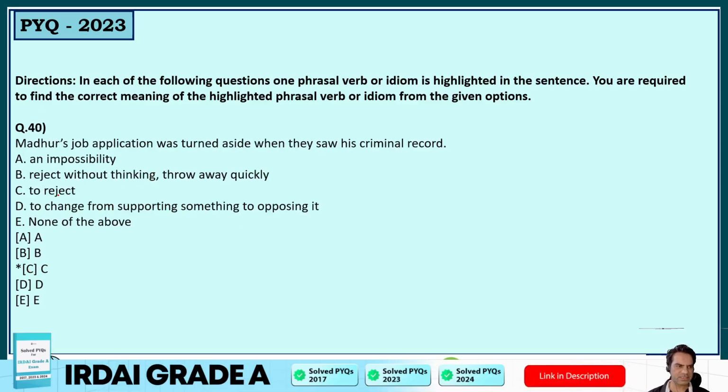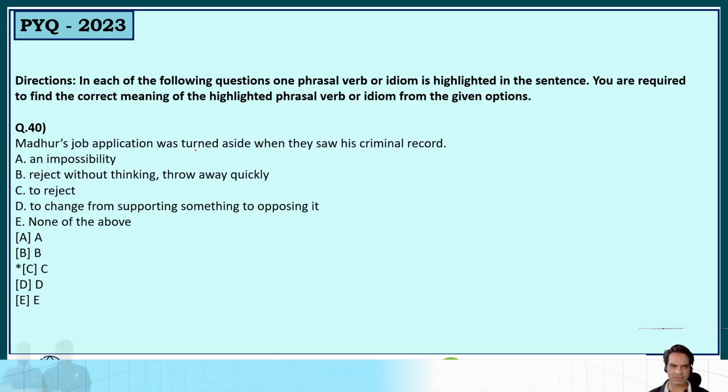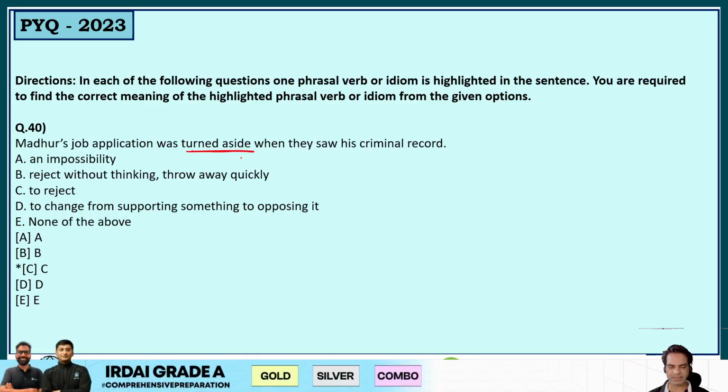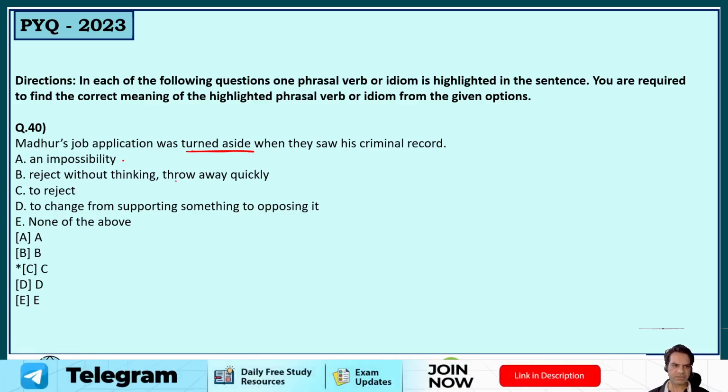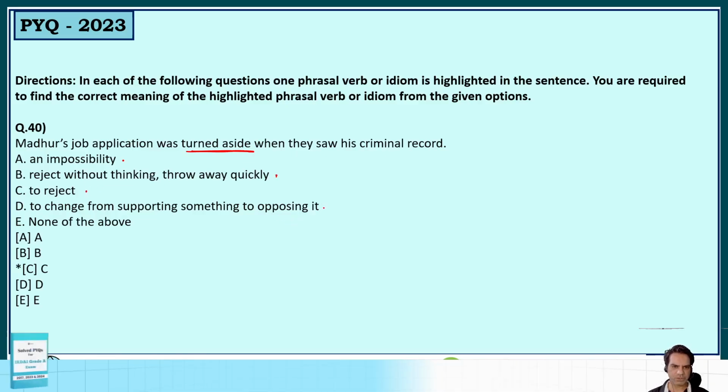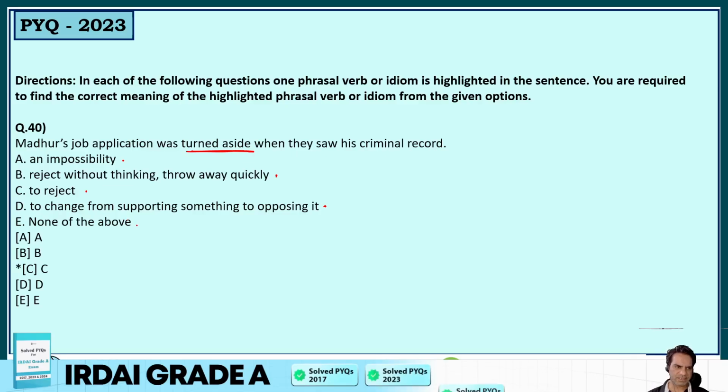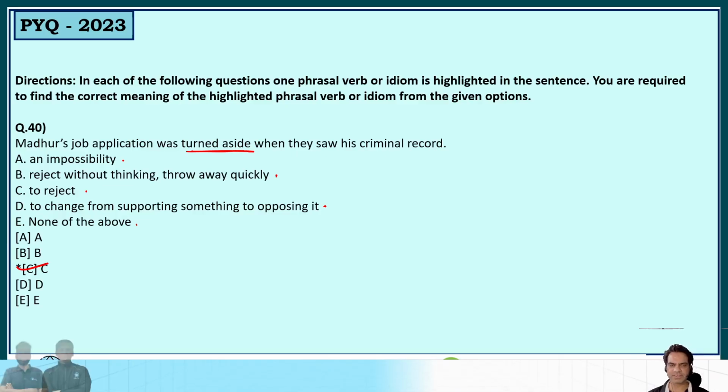And last but not the least, mother's job application was turned aside when they saw his criminal record. Turned aside is the idiom here, guys. So turned aside is to reject. The options are: an impossibility, reject without thinking, throw away quickly, to reject, to change from supporting something to opposing it, or none of the above. I think, guys, to reject is the right word, not throw it away or reject without thinking. They have thought about it and they've rejected it.